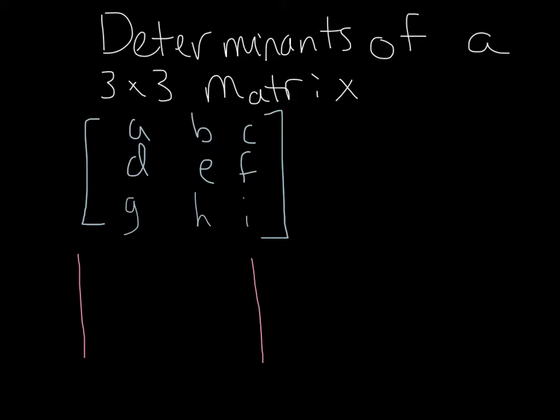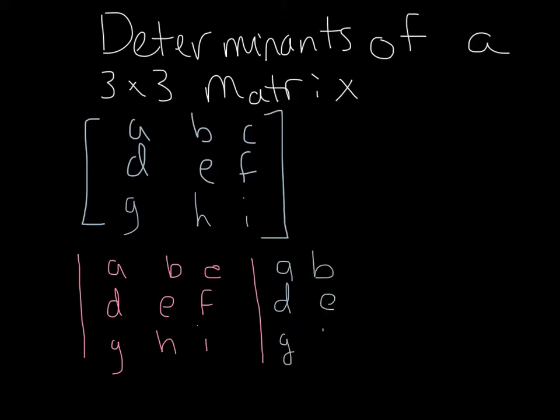And then what we do is we rewrite our elements A, B, C, D, E, F, G, H, and I. And then on the outside, we're going to write those first two columns again, so our A, D, G, and our B, E, H. And there's a reason for this.